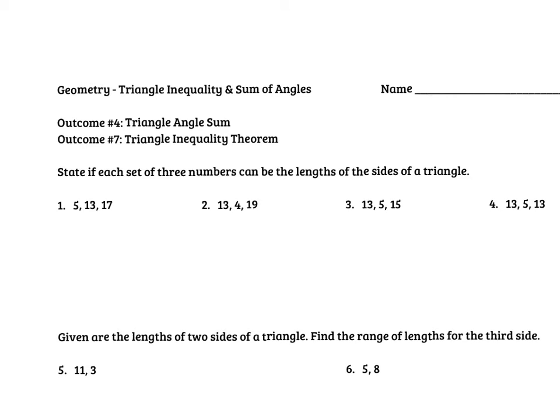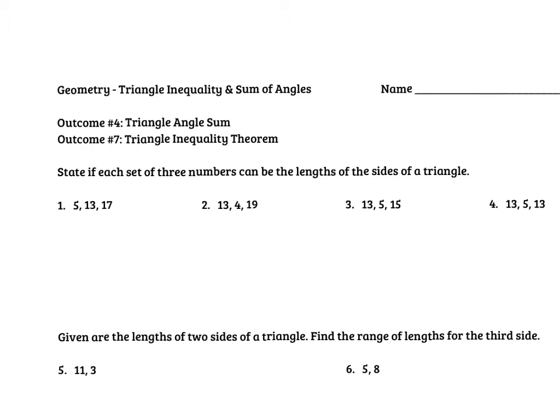So the triangle inequality theorem states that any two sides of a triangle, the sum of those two sides have to be bigger than the third side. Okay, and I know when I'm saying that out loud, that sounds confusing. So what that means is that if I have a triangle that has three sides, right? Well, any two sides added together have to be bigger than the third one. If they're not, then it's not a triangle.